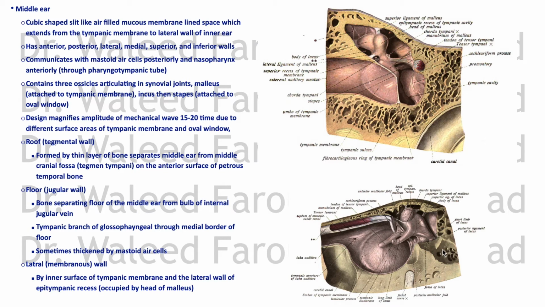See, epitympanic recess, the recess to accommodate the head of malleus and the body of incus. The head of malleus articulating with the body of incus occupy the epitympanic recess, which is a feature of the lateral wall of the middle ear. It's called the membranous wall because it's mostly formed by the medial side of the tympanic membrane.